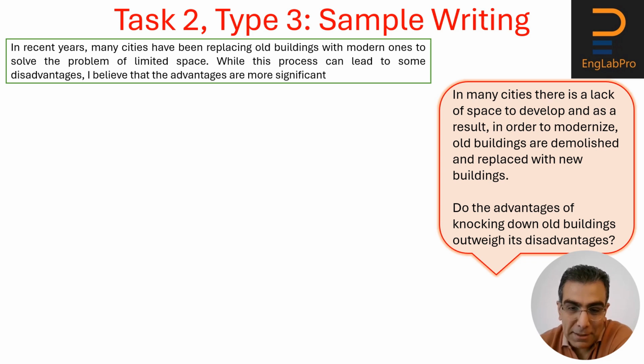If you take a look at this topic again, you can see that from the beginning, I mean from in recent years, up to the word limited space is the reword of the question. I mean, I have paraphrased the question in the first sentence, and then in the rest, I have actually mentioned my idea. I believe that the advantages are more significant. I mean, the advantages outweigh the disadvantages. That is another way of saying this. In order not to repeat the word outweigh, you can say that advantages are more significant, or the opposite, you could have said.